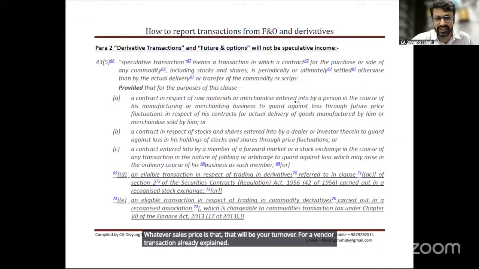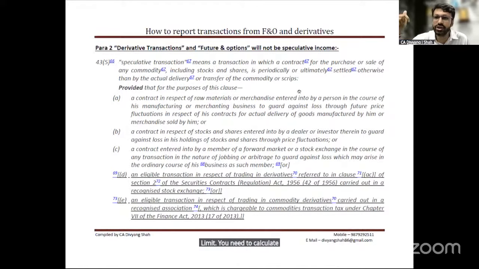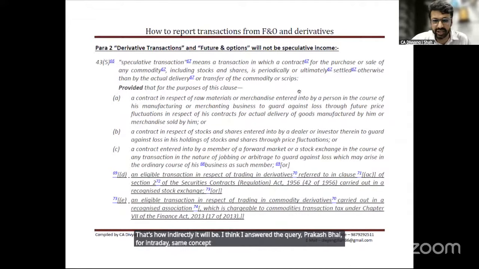How to prepare the financial statement? In that case, whatever loss is there will be shown on the purchase side or debit side of the trading account, and profit will be shown on the credit side of the trading account. That's how you need to prepare a financial statement. But for calculating the turnover limit, you need to calculate differently. That will be your purchase and sales total. That's how, indirectly, it will be. I think I answered the query. Prakash bhai, for intraday, the same concept will be applicable. Yes, you need to take the difference.